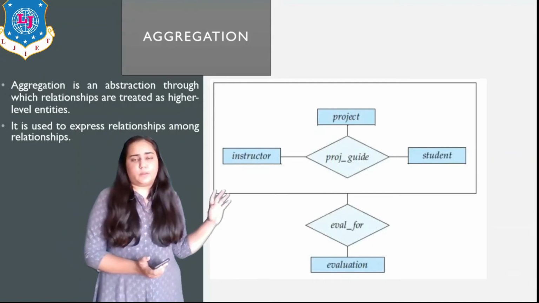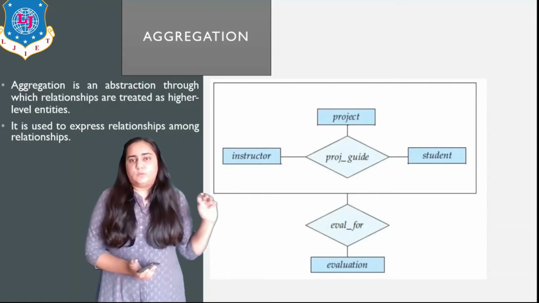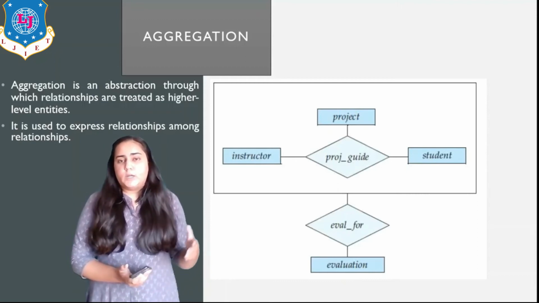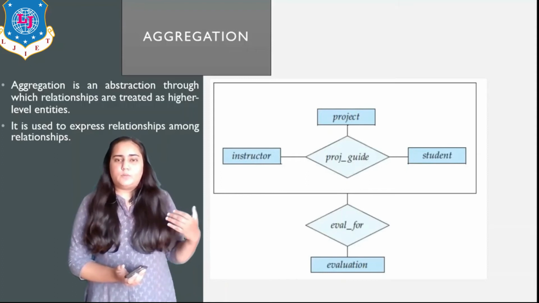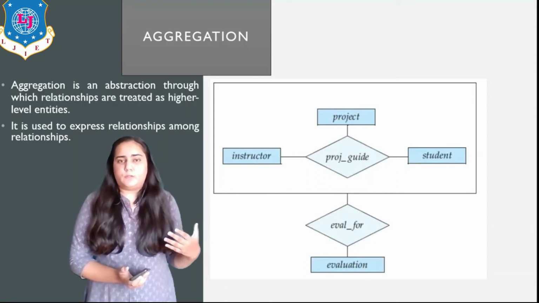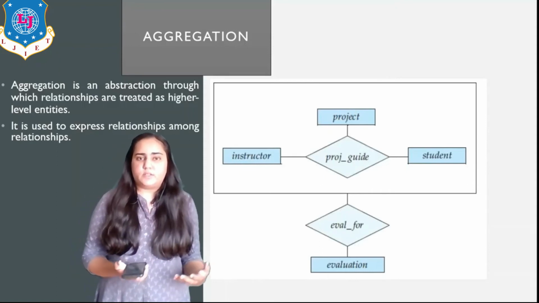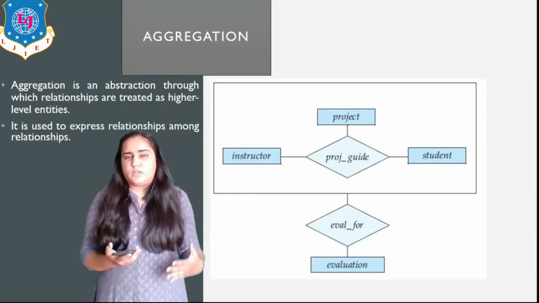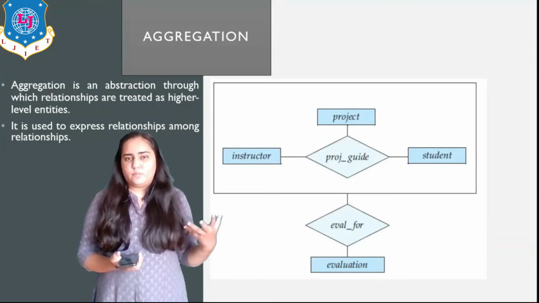Now in this diagram, there is a ternary relationship between instructor, student, and project, which is called project guide. But along with this, I also want to provide information about what is the evaluation. What marks did the instructor give to that student for that particular project? And not just marks, but maybe some comments, how to improve, and some grades and things of that sort.